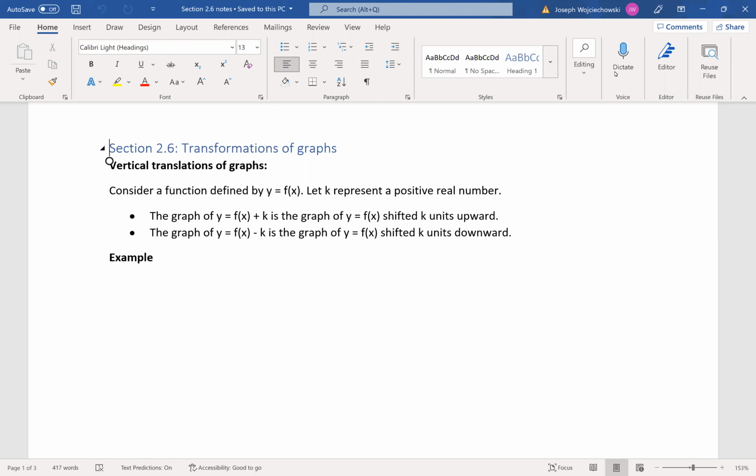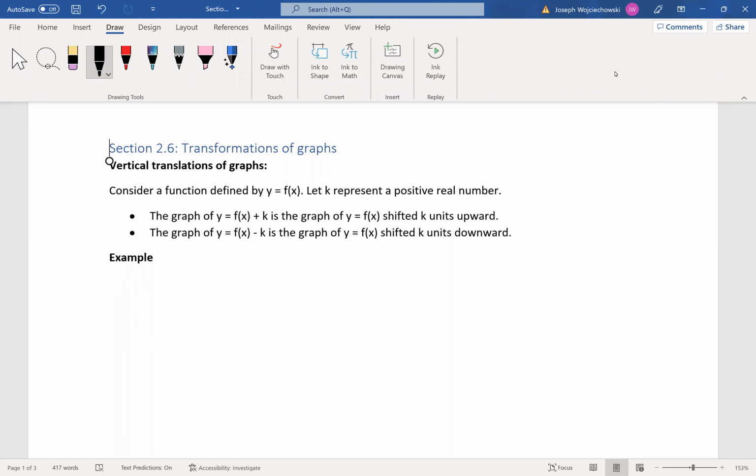Let's start with using translation to graph the given function. Now let's look at g of x equals the square root of x minus 2. We'll let f of x equal the square root of x. So we're looking at f of x minus k, which in this case is 2. So we're moving it downward.